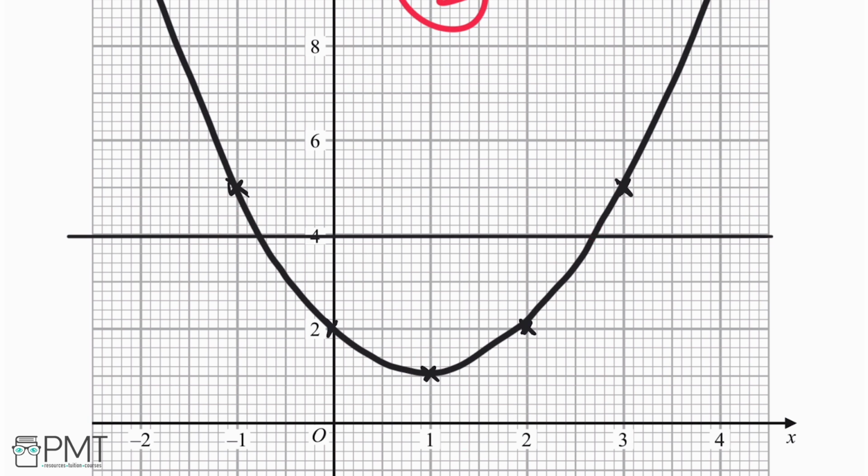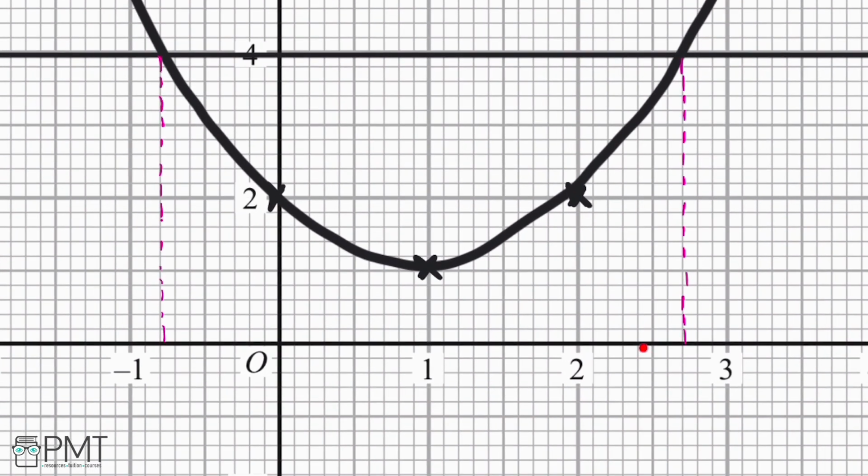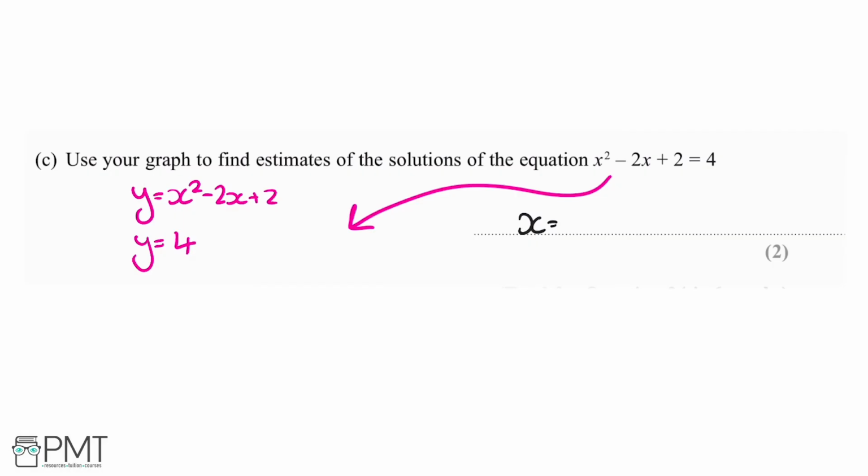Now we need to look at the points of intersection, so here and here, and work out the x values. So for this point of intersection here, we're going to go down and see the value on the x-axis, and same for this point of intersection here. This is 2.5, so this is going to be 2.6, 2.7, and over here, this is going to be minus 0.5, so minus 0.6, minus 0.7, minus 0.8. So our answers are that x equals minus 0.8, and x equals 2.7, and we get 1 mark for each of those. So you get the marks if you're anywhere between minus 0.65 and minus 0.8 and 2.65 and 2.8, so you've got a little bit of leeway, so you don't need to worry too much.